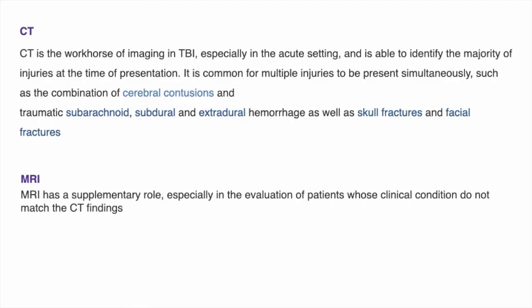So the CT scan is the workhorse of imaging in traumatic brain injury, especially in the acute setting. It is able to identify the majority of the injuries at the time of presentation. It is common for multiple injuries to be present simultaneously, such as the combination of cerebral contusion and traumatic subarachnoid, subdural, or extradural hemorrhage, as well as skull fracture and facial fracture. The MRI has a supplementary role in this case.